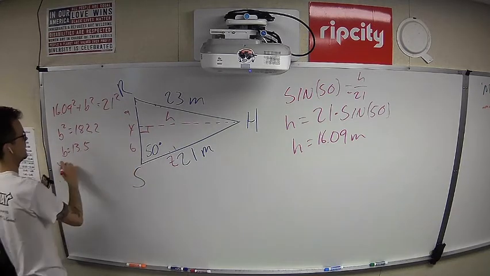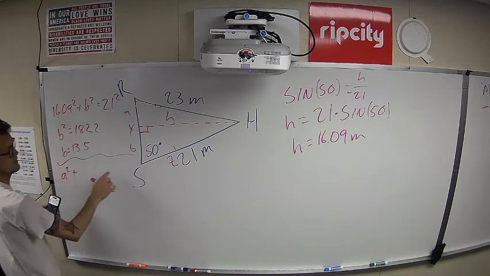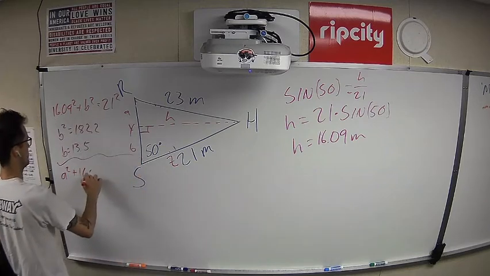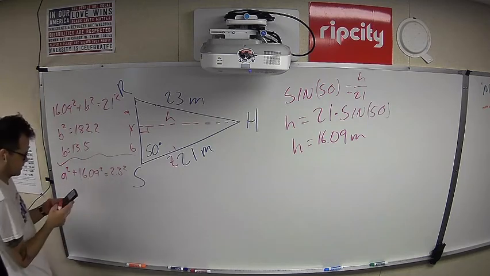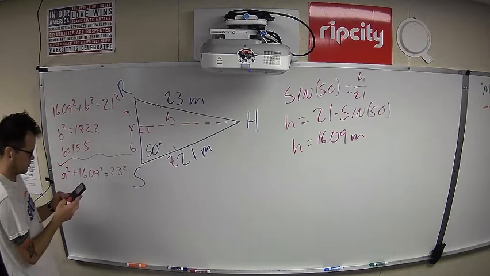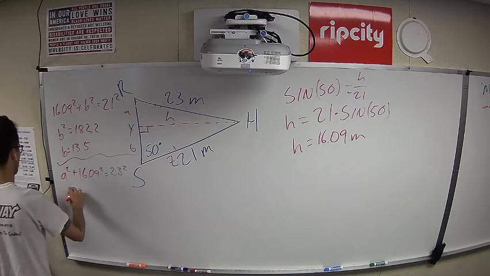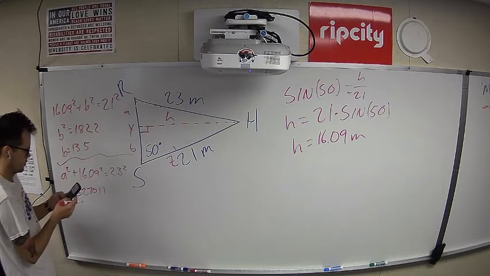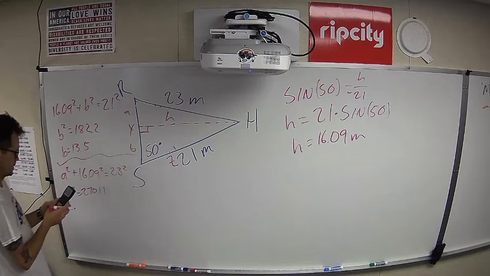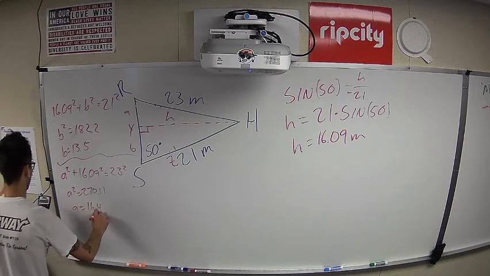Let's do the same thing up top. Then we'll add, and then we're done with this thing. Now we have A squared plus H squared, 16.09 again, equals 23 squared. Again, 23 squared minus 16.09 squared equals. So A squared equals 270.11, times the square root of that business. This is the last challenging piece of this puzzle. We learned that A equals 16.44.